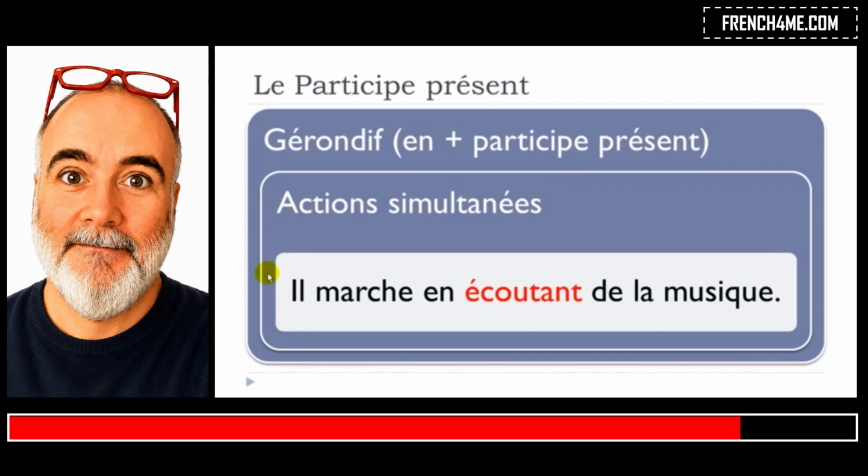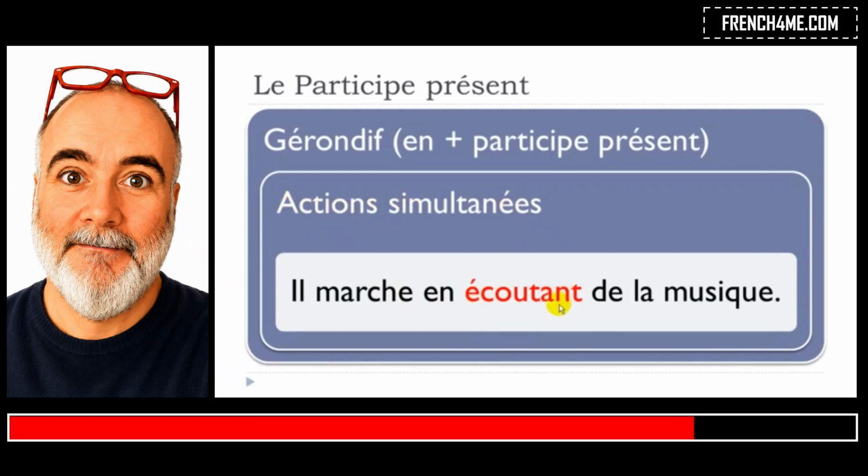For instance, il marche en écoutant de la musique. It's in red, this écoutant, just to show you that this is what we call le participe présent. So first you get this en and then écoutant. Il marche, marcher is to walk, so he's walking. En écoutant, and remember, if we use this gérondif form, we want to express the fact that two things are happening at the same time.